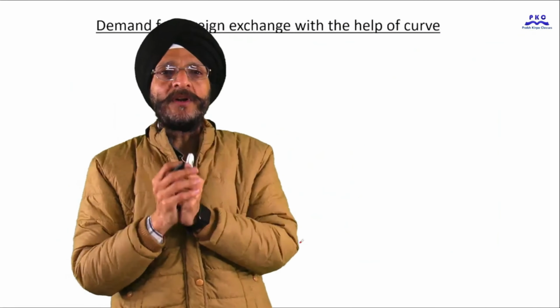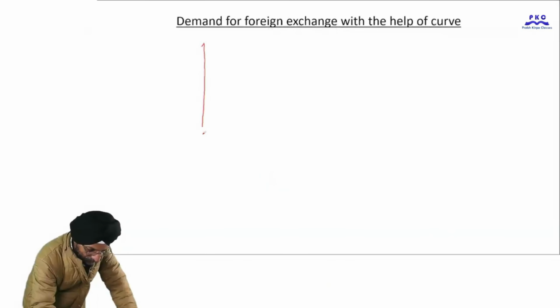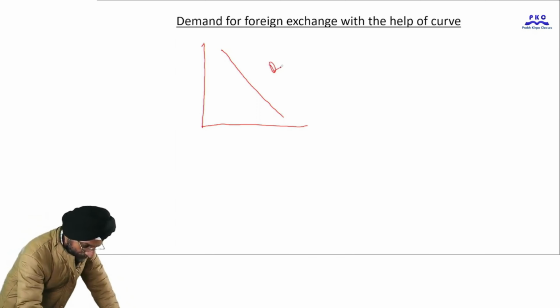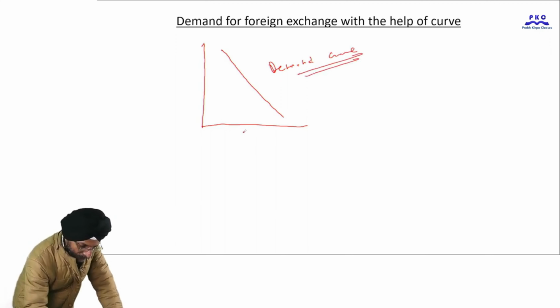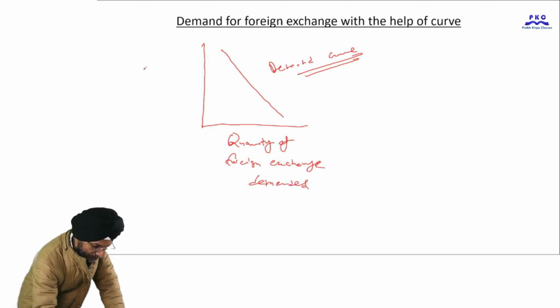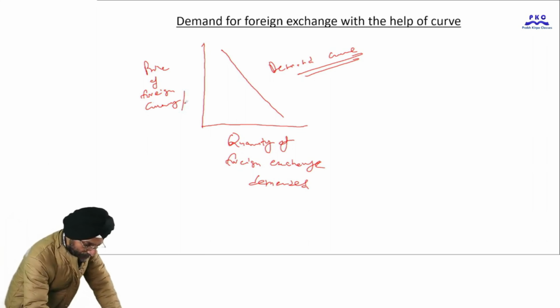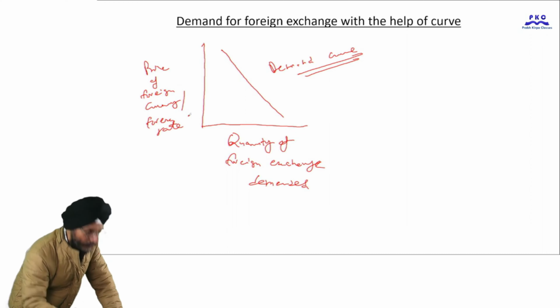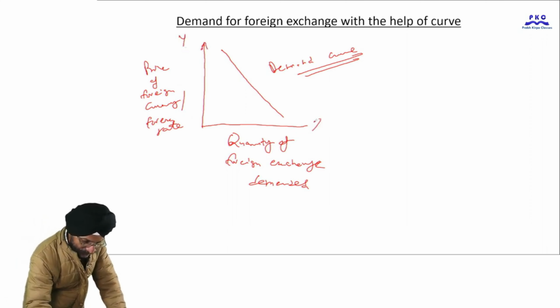Now, the demand for foreign exchange with the help of a curve. This is the demand curve of foreign exchange. Here the quantity of foreign exchange demanded is on the x-axis. The price of foreign currency in relation to Indian currency, or the forex rate, foreign exchange rate, is on the y-axis. This is the y-axis, this is the x-axis.